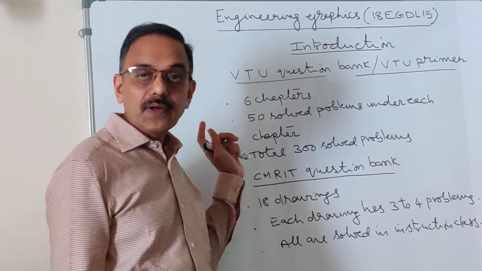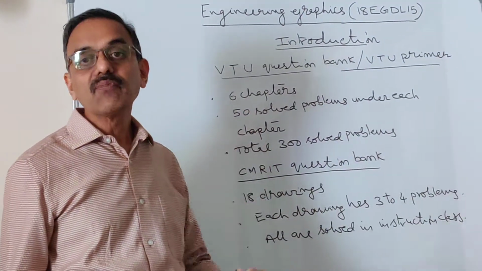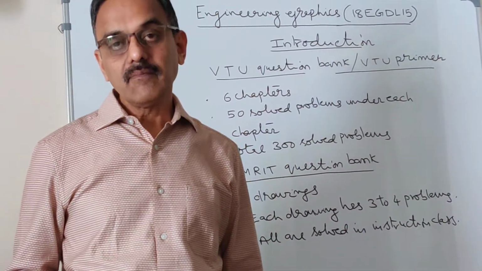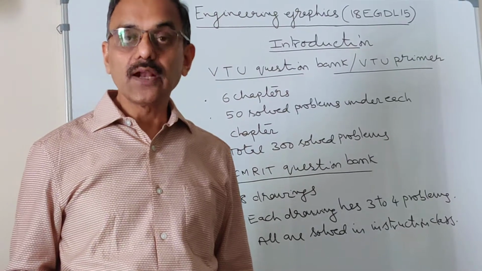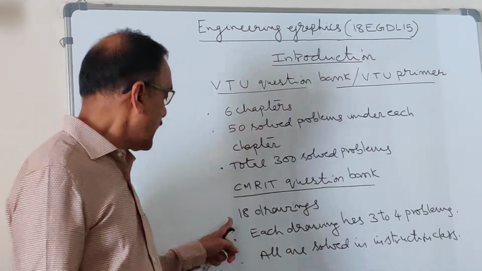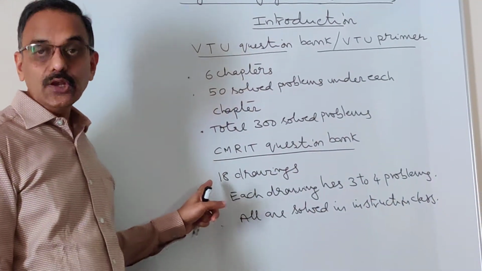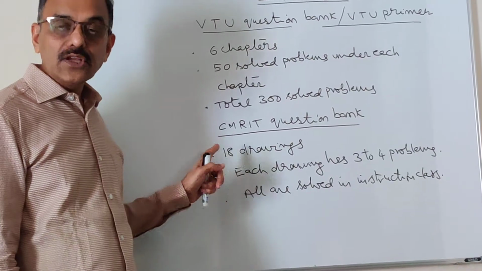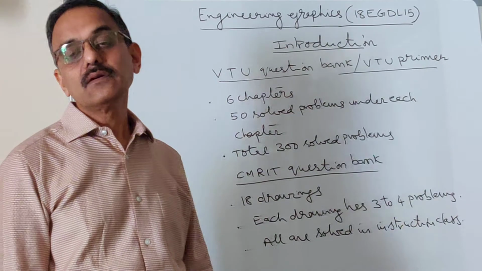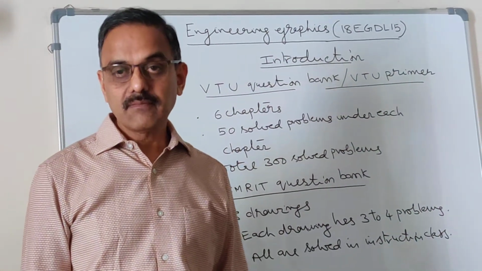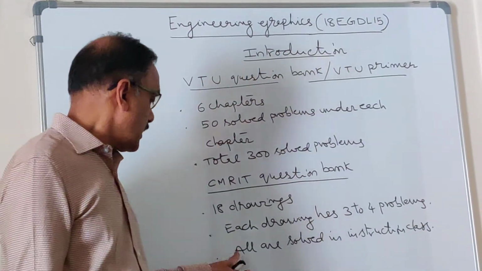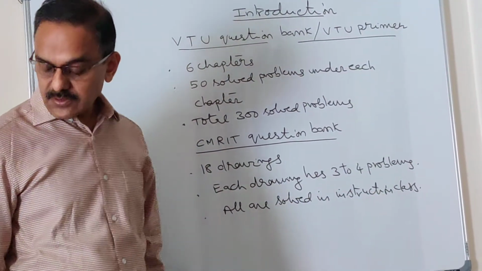Since time does not permit solving all the problems, we have prepared what is called the CMRIT question bank. I will also be sharing a soft copy of that with you all. It consists of 18 drawings, and each drawing will have around 3 to 4 problems, and all these problems will be solved in the instruction class or the theory class. Now, as I told you, all are solved in the instruction class.